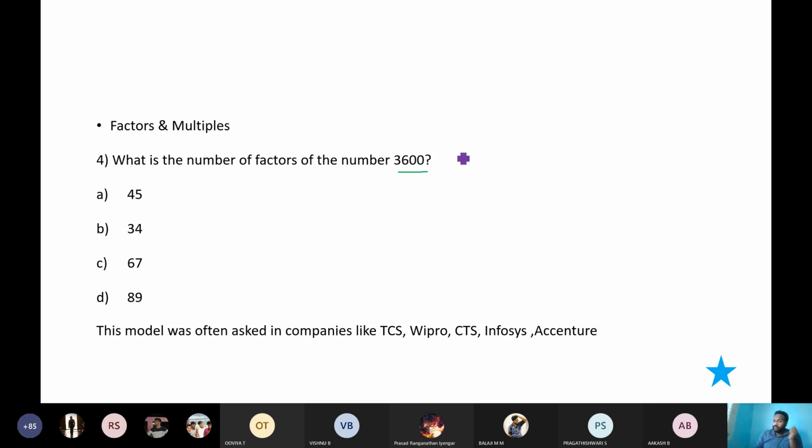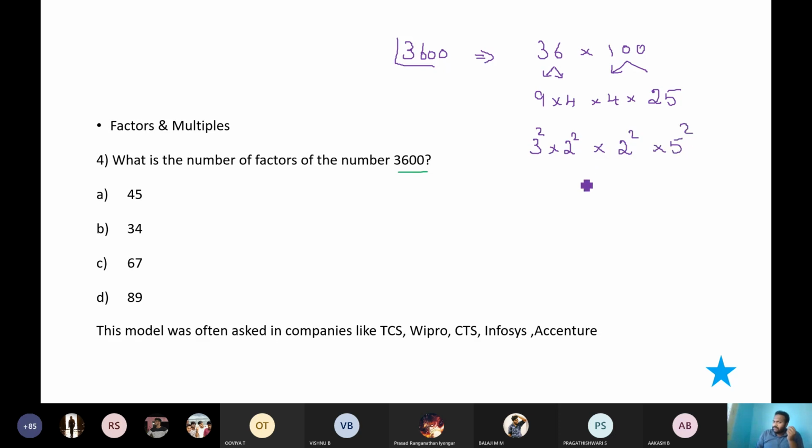Very good, Giridharan. Super. Because for 3600, if you are clever enough, you don't even need this L division. I can straight away write 3600 as 36 into 100. So 36, I can write as 9 into 4. And 100, I can write as 4 into 25. Correct? So this is 3 square into 2 square into 2 square into 5 square. So my answer is 2 power 4 into 3 square into 5 square.